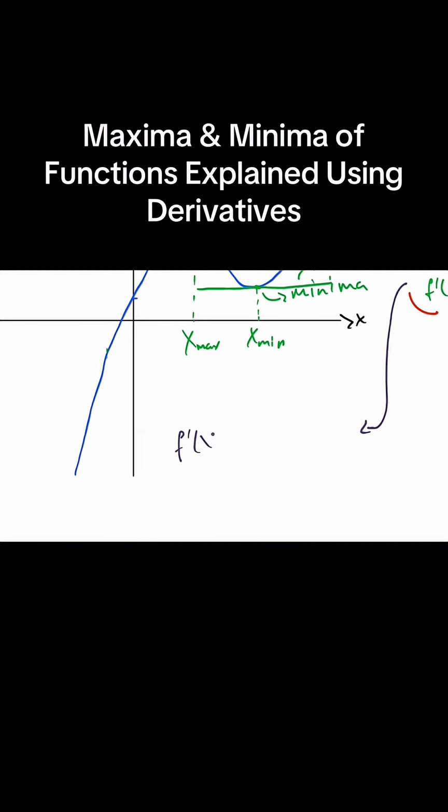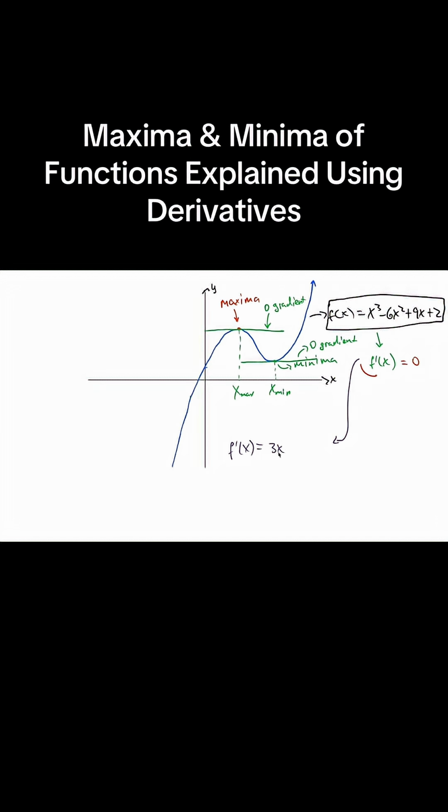Using the power rule, we get an expression for f prime of x, which is 3x squared minus 6 times 2x plus 9 plus 0. Simplifying this gives us 3x squared minus 12x plus 9.